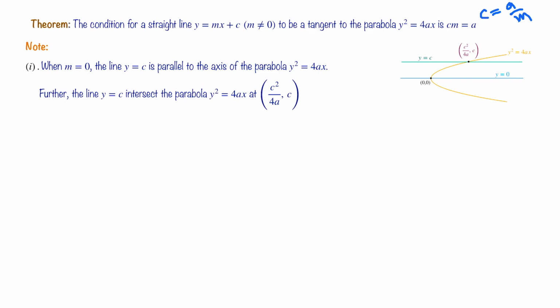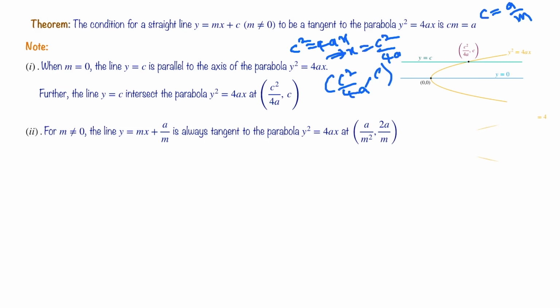Simply, your y equal to c, right? If you plug in y equal to c here, you get c square equal to 4ax. That implies x will be equal to c square by 4a. That's why the point is c square by 4a comma c. This is the point of intersection. The y equal to c line is going to cut the parabola at a single point, but it is not a tangent. Fine.